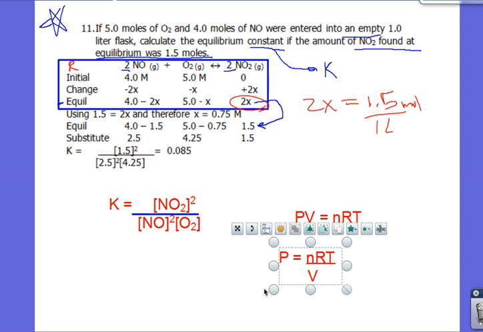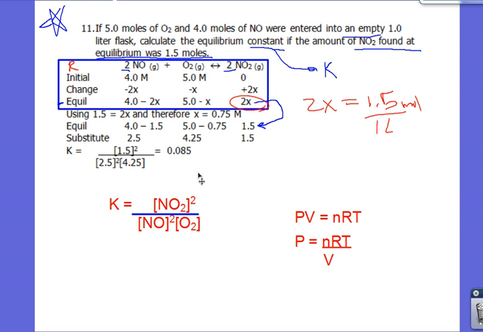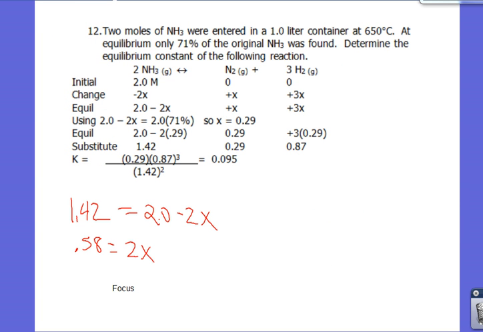It's possible to take this molarity and multiply it by R and the temperature. I guess there's no temperature given in this question. And you could get the pressure of oxygen. You could get the pressure of nitrogen monoxide. That's nitrogen dioxide. Let's look at 12.